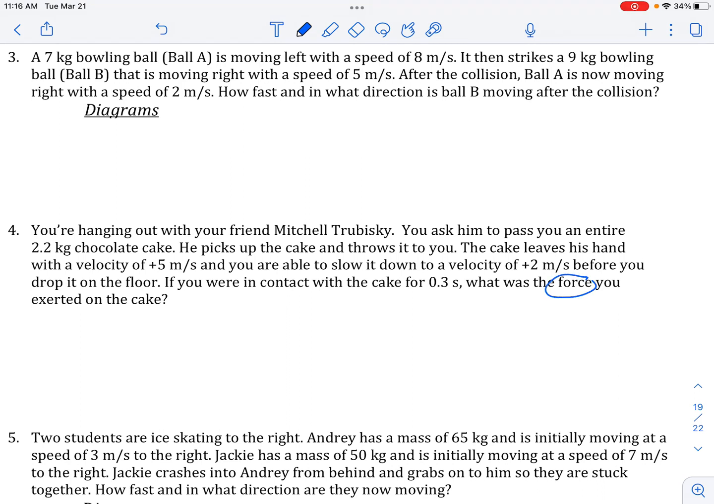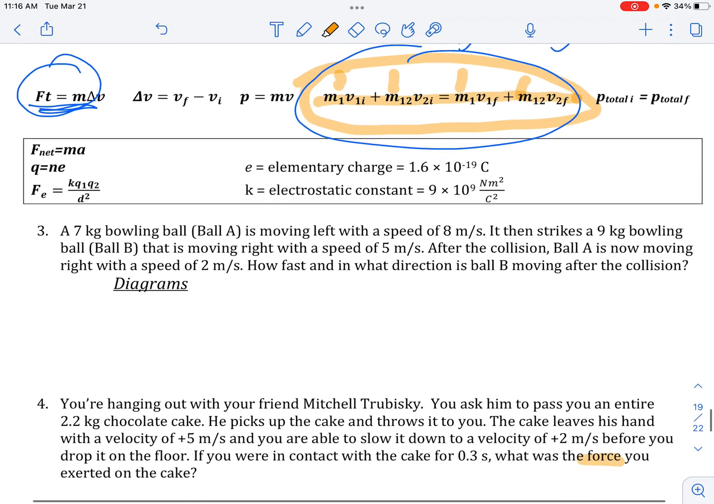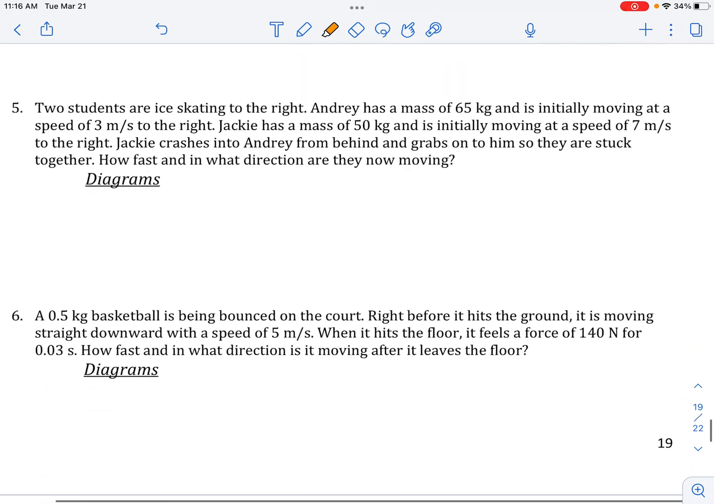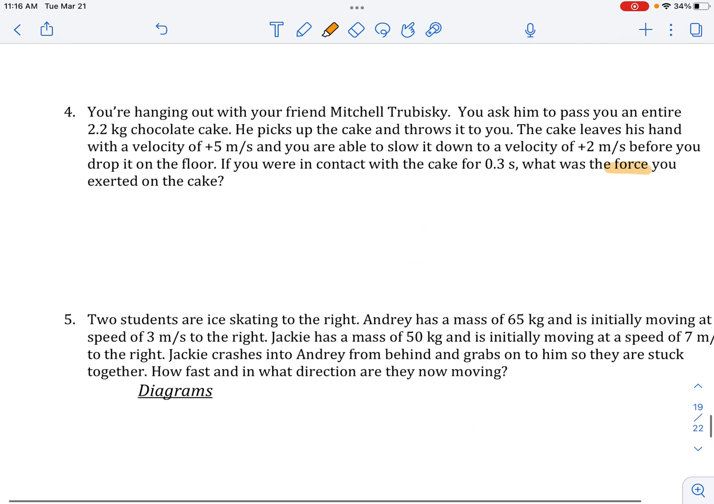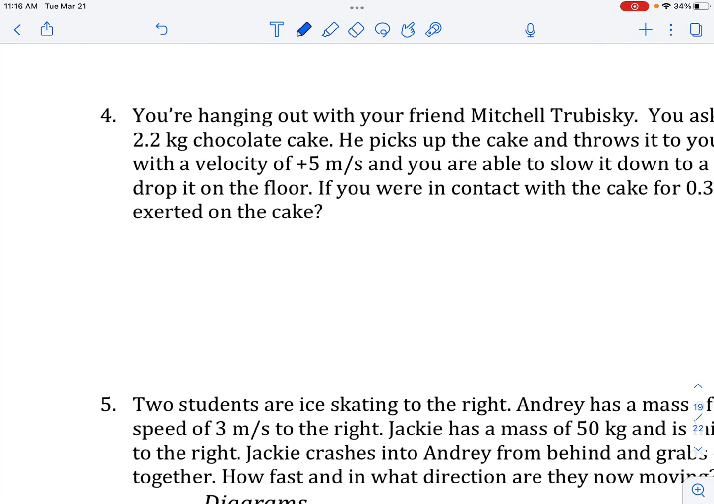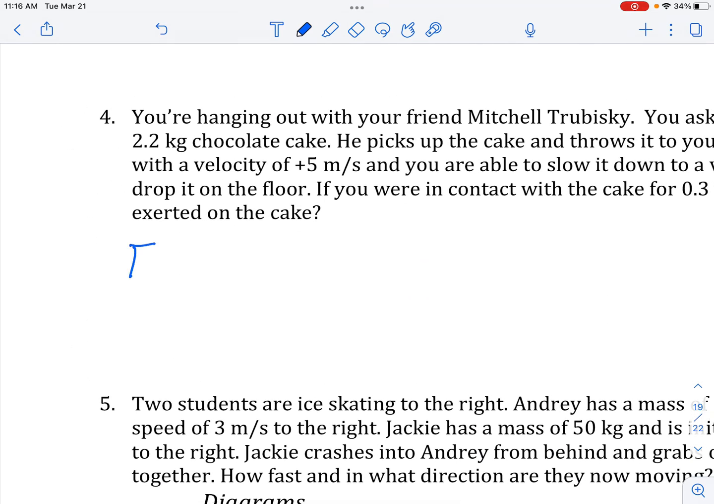So, as we discussed last time, this is the key word right here, force. That is the giveaway that we are going to want to use this equation right here. So force times time equals m delta v. So let's write that out. F times t equals m delta v.